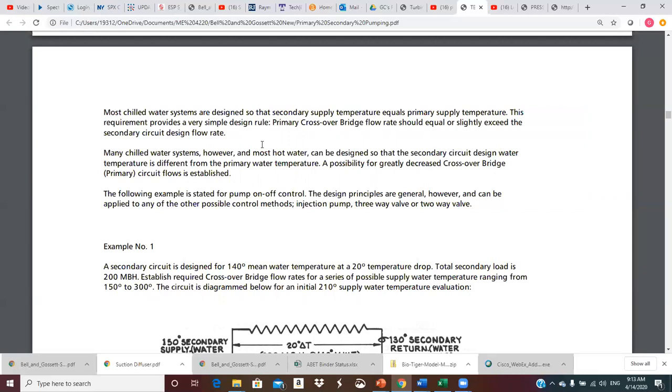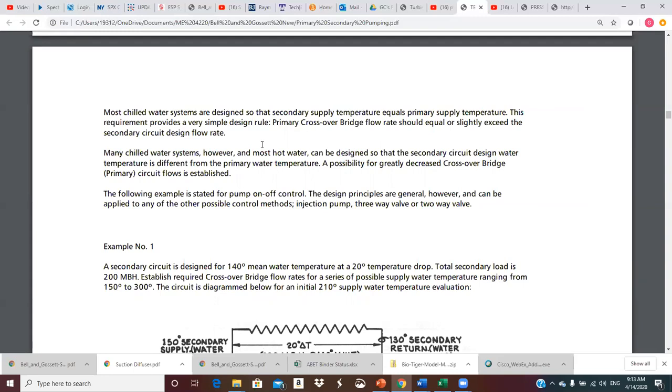And that's the idea that maybe I've got 220-degree primary water and I have much cooler water in the secondary. So I get a huge, or very large, delta T on the primary water, which then minimizes the flow rate that I have to provide for a given secondary heat load.